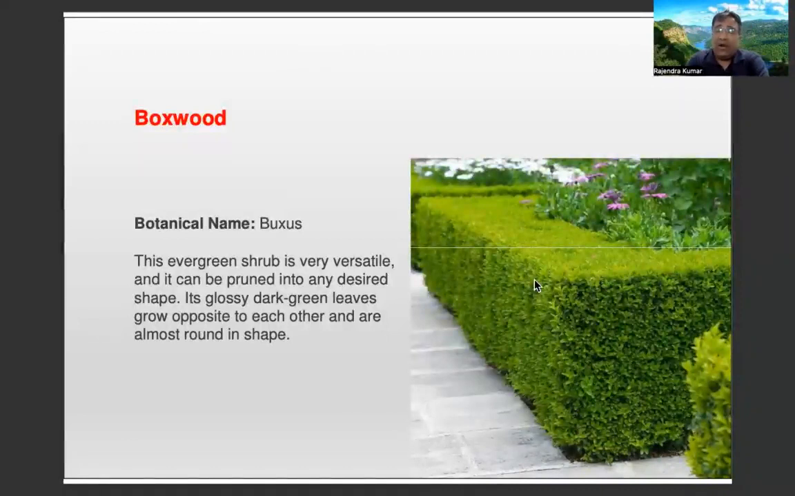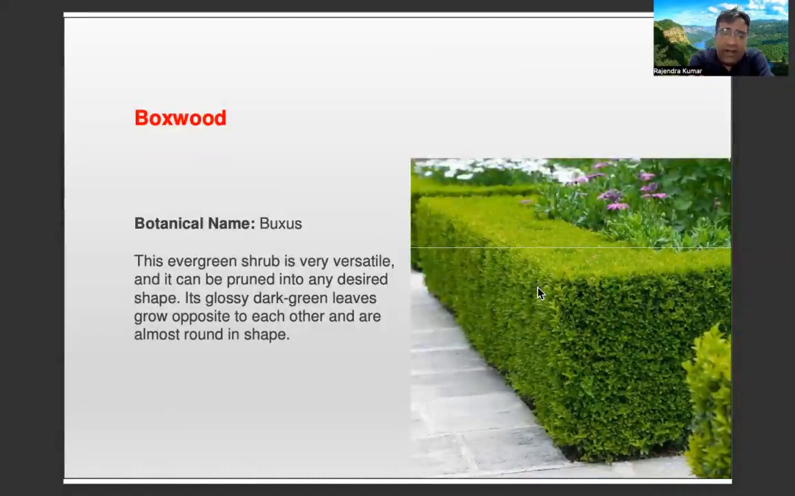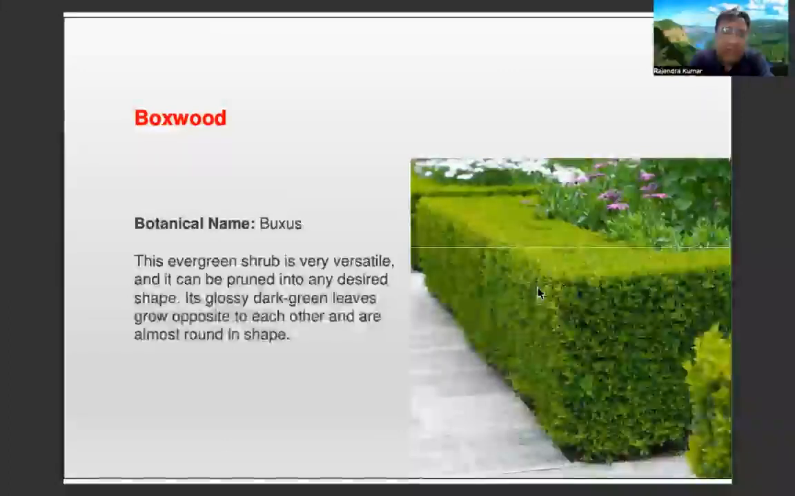These are not used for public areas like streets and areas with more transport and unorganized traffic, but mainly for places with organized traffic, either in domestic houses, farmhouses, public gardens, or hotel gardens, where there is controlled human movement. This is versatile and, as I said, it can be pruned into any desired shape.